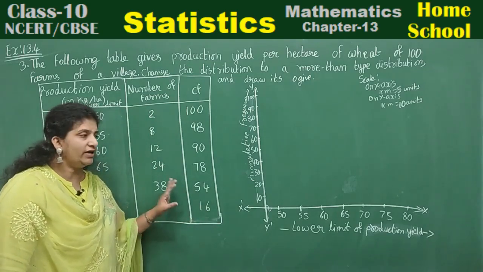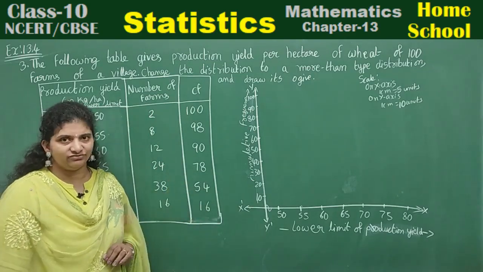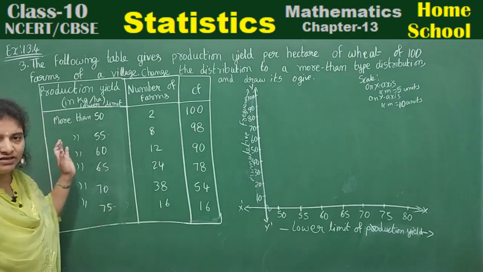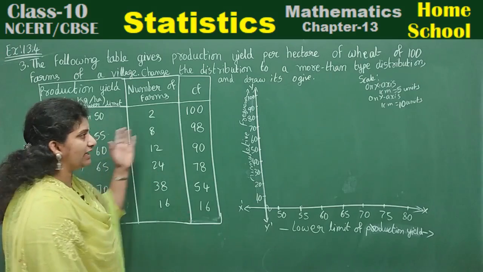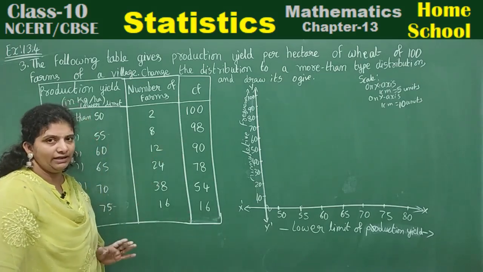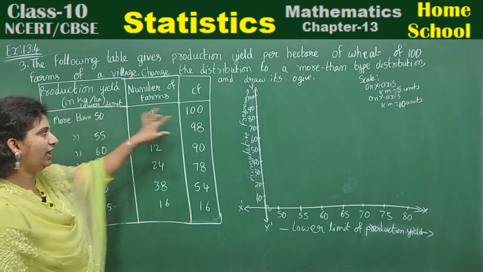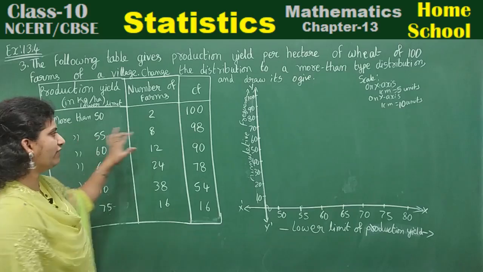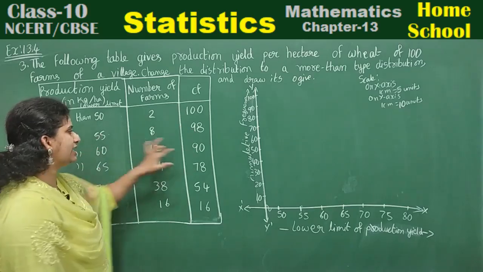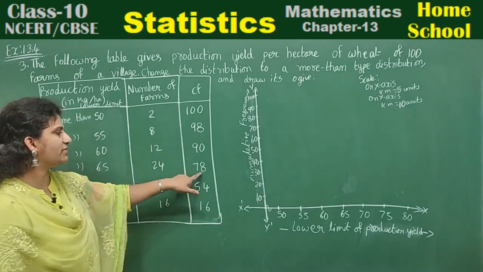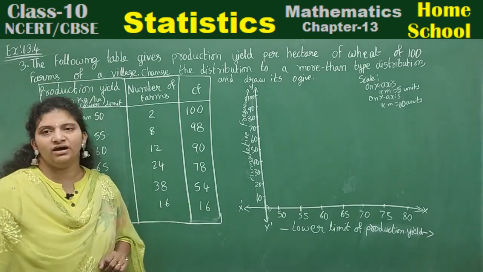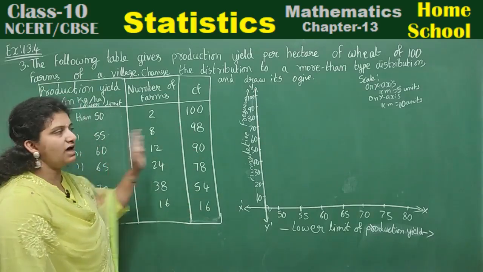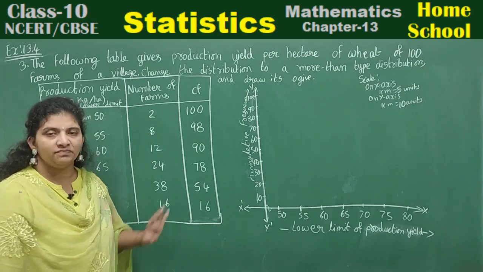After completing, we need to plot this on graph sheet. See the coordinates. If you want, you can write those coordinates separately, or just directly draw in the graph. 50, 100, 55, 98, 60, 90, 65, 78, 70, 54, 75, 16. These are the coordinates.